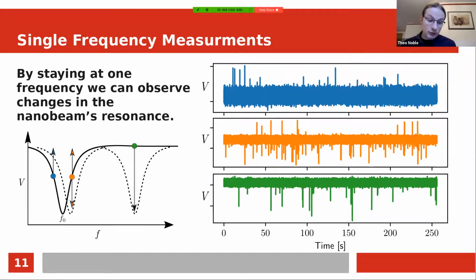And this is the point when really I came into the story. I had just finished my PhD thesis at this point, and I looked over my colleague Andy's shoulder, and I saw these measurements, and then I asked him, why don't we try using a multi-frequency lock-in amplifier to see what's going on with the resonance in the nanobeam?